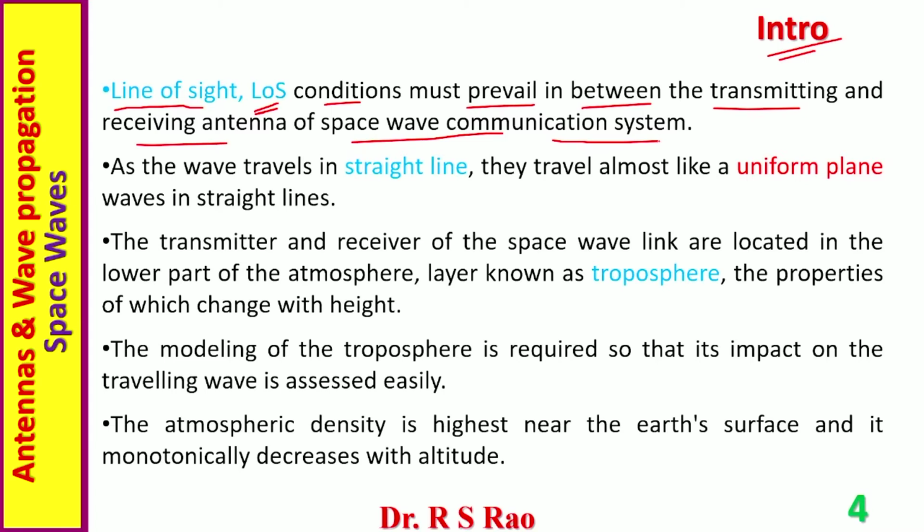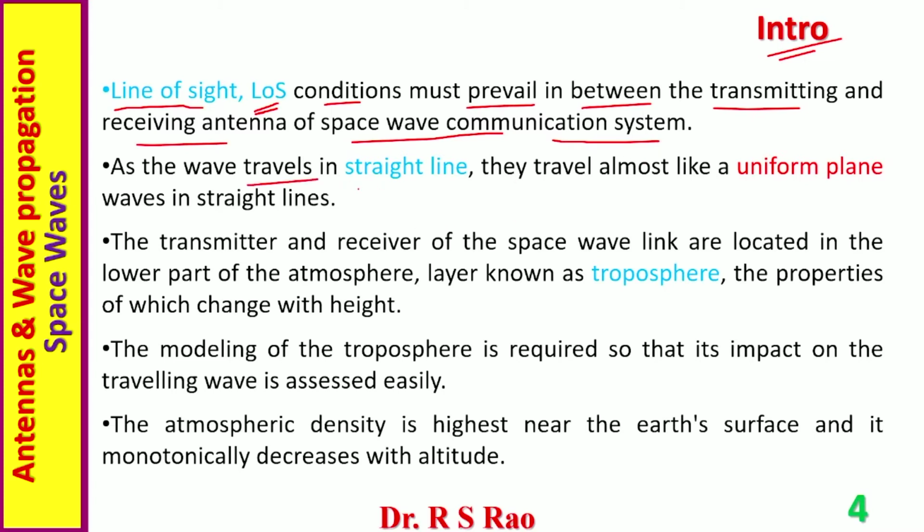If antennas are able to see each other, then we say line of sight conditions are prevailing between the antennas. If there is an obstruction between the antennas preventing one antenna from seeing the other, then we say line of sight conditions are not prevailing, not existing between the antennas. For satisfactory functioning of a space wave link, line of sight conditions must be there.